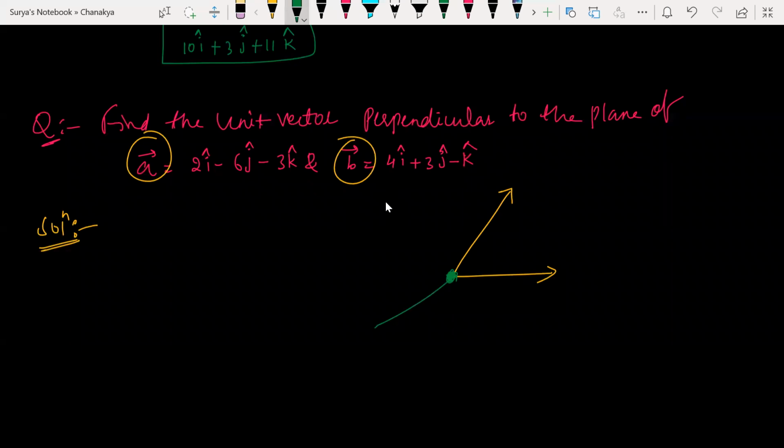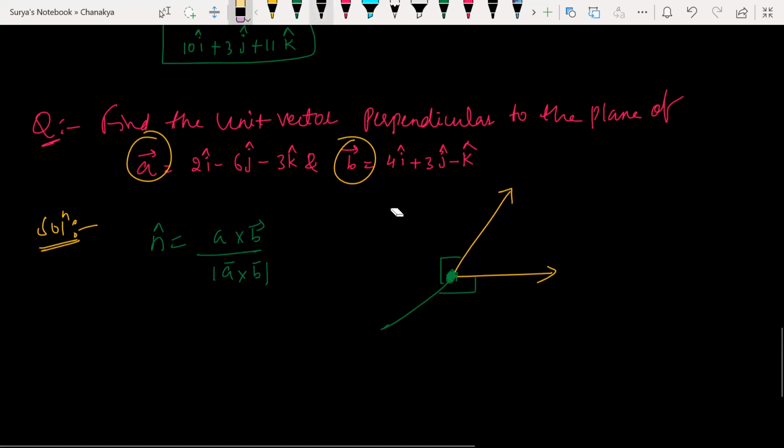Yes, sir. This green color line is standing on this point, not like this. It is standing on this. So it is nothing but perpendicular to this and perpendicular to this. Hope it is clear. That is what my n cap gives me, the direction. Now look at this. What is n cap? n cap is A cross B upon magnitude of A cross B. Is it clear? So this is what happens.